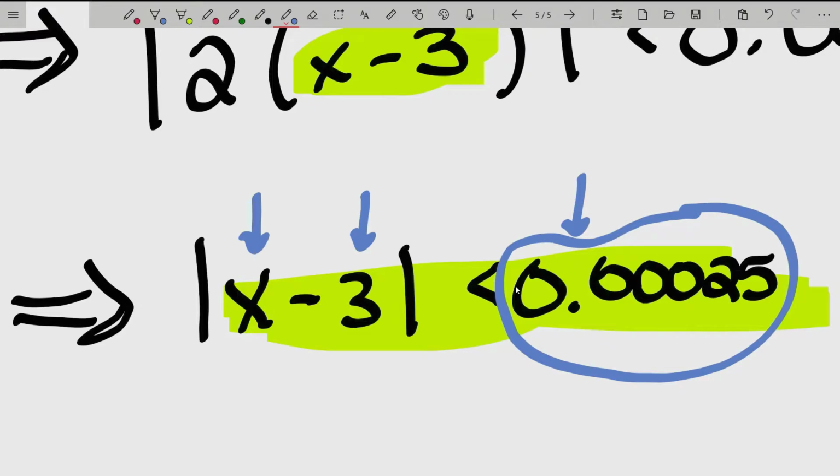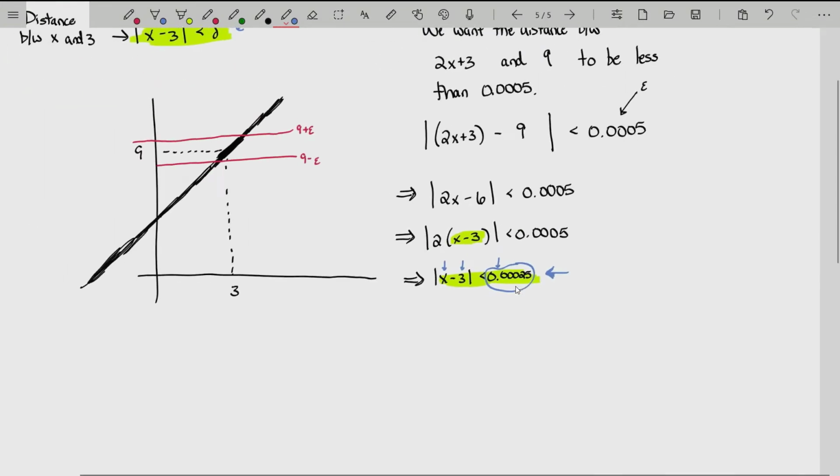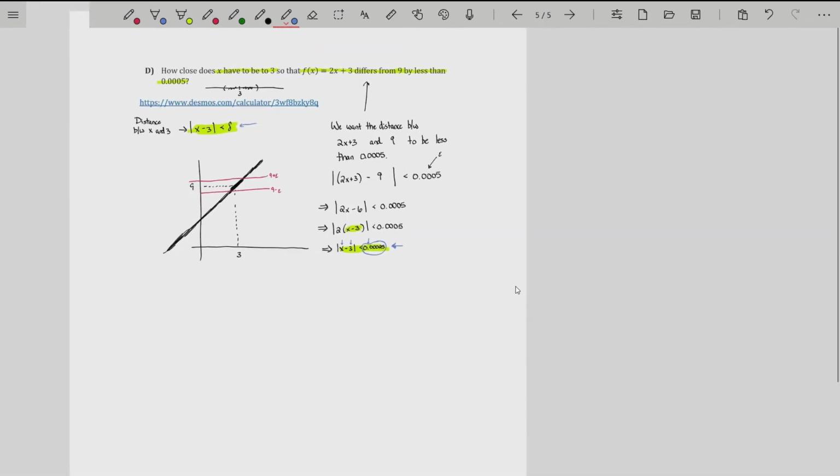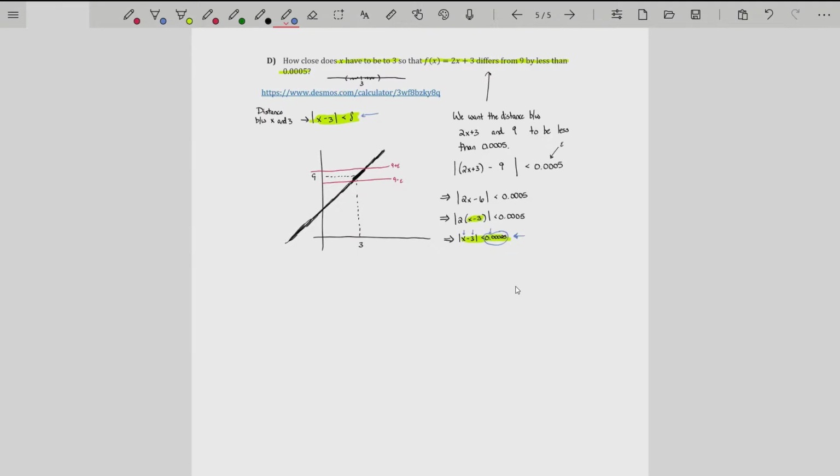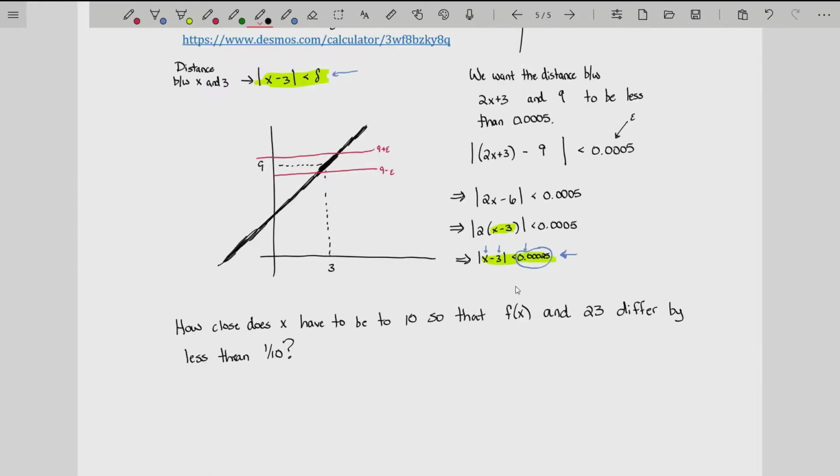Whatever it's less than, that is your delta. That's the size of your delta neighborhood. x has to be really close to 3. That close to 3. You could do this with different numbers, by the way. I highly recommend that you try this. So you could change this language.